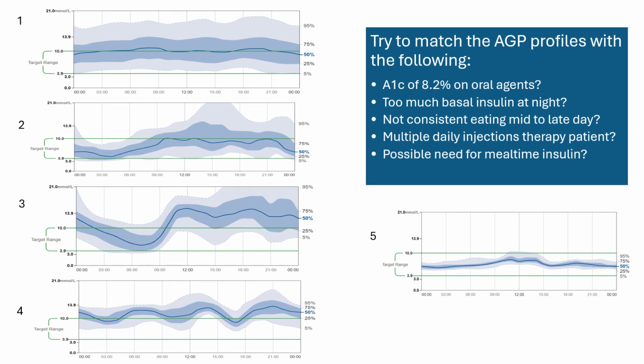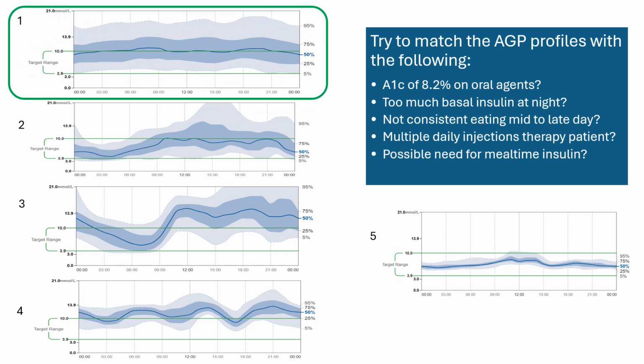And then I want you to think about matching these AGP profiles. So for someone who has an A1C of 8.2% on oral agents, take a look at these and see what might be a match. And just take a moment there. And so here we've got someone on oral agents, 8.2%, which is an average of about 10 millimoles. And we've got a nice consistent line here. This would be very easy. We could just bump up the oral agents and bring the entire thing down.